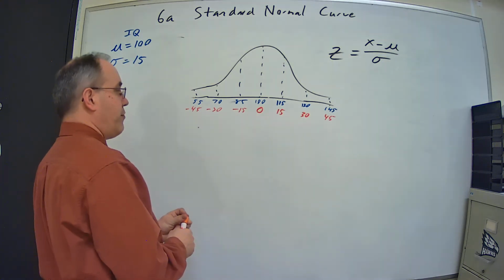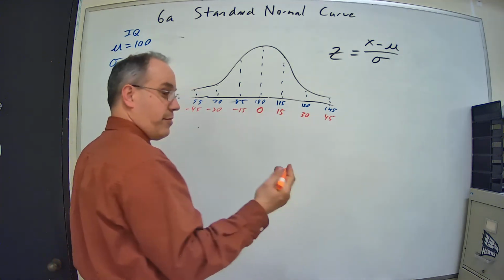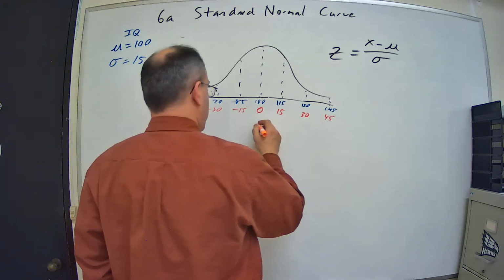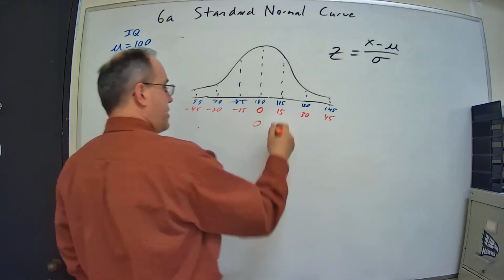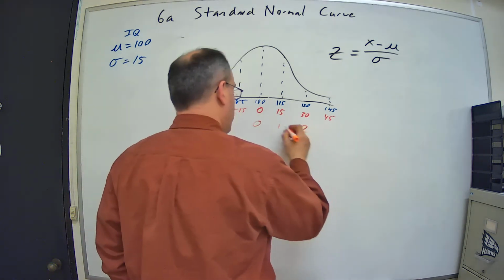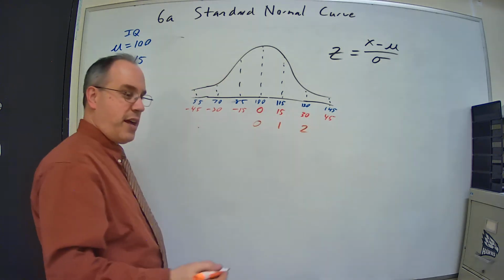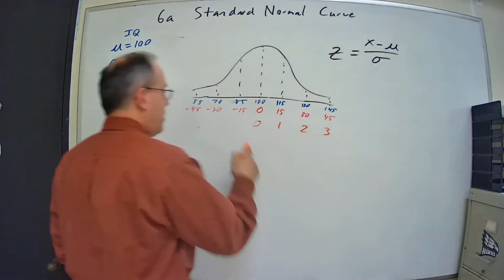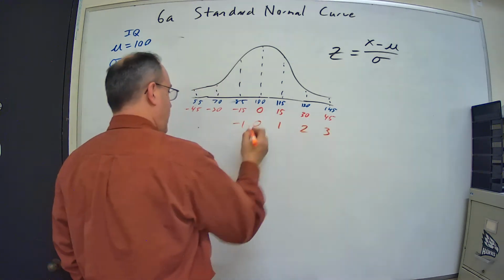0 divided by 15 is 0. 0 divided by any number is 0. So we got 0. 15 divided by 15 is 1. 30 divided by 15 is 2. 45 divided by 15 is 3. Negative 15 divided by 15, negative 1.